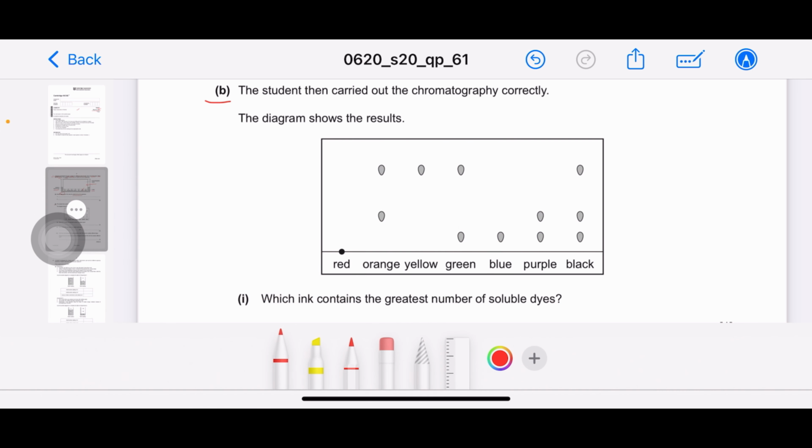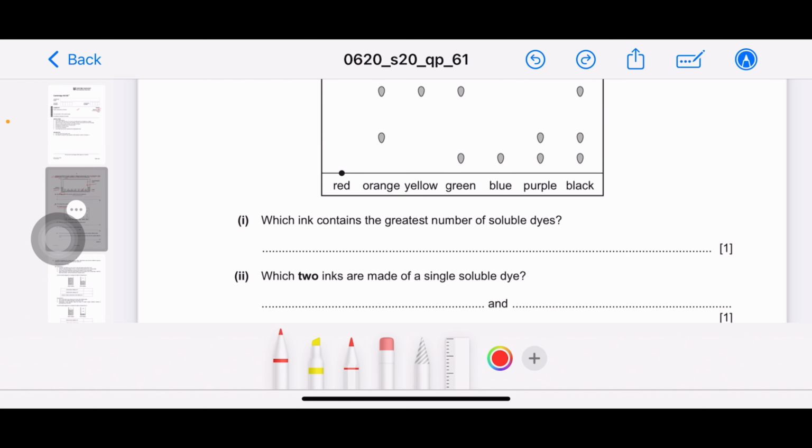Question B. The student then carried out the chromatography correctly. The diagram shows the results. Which ink contains the greatest number of soluble dyes?